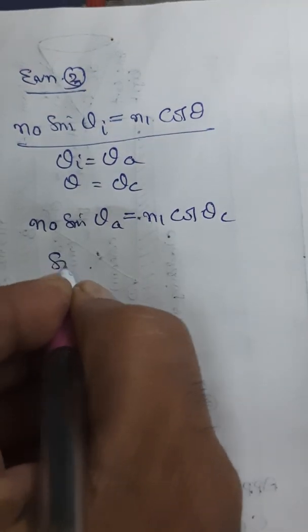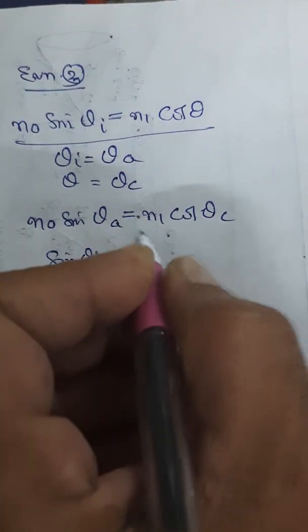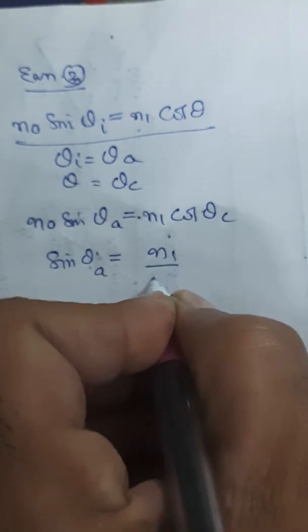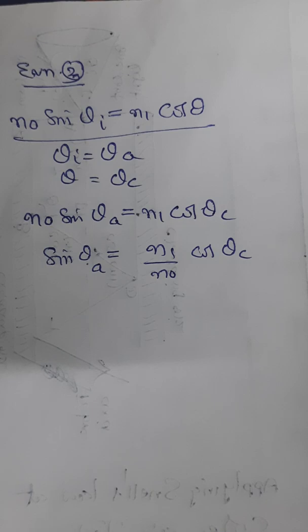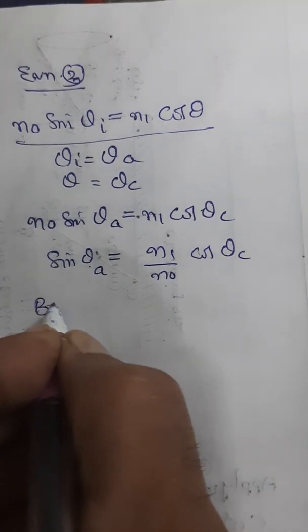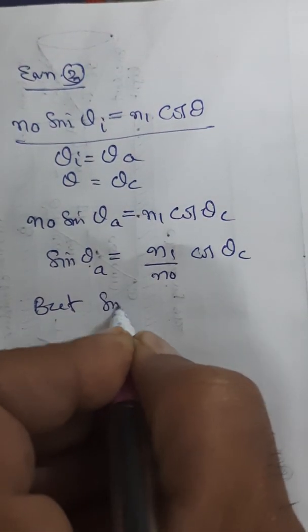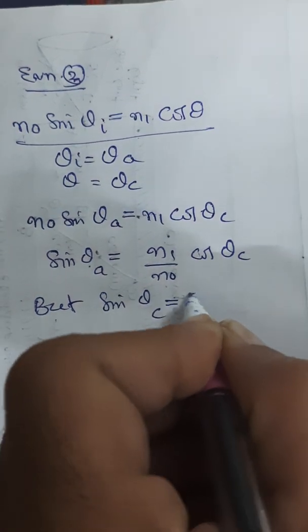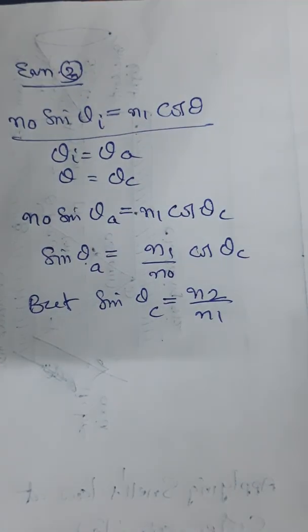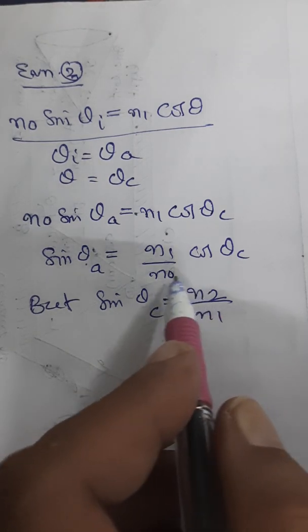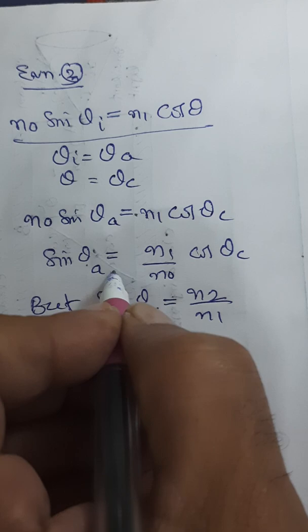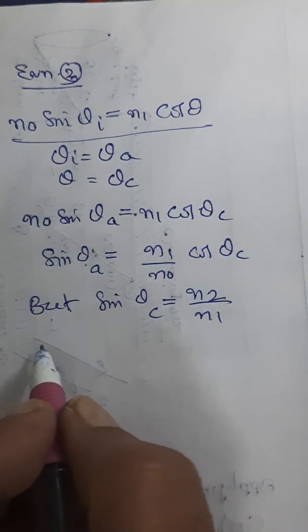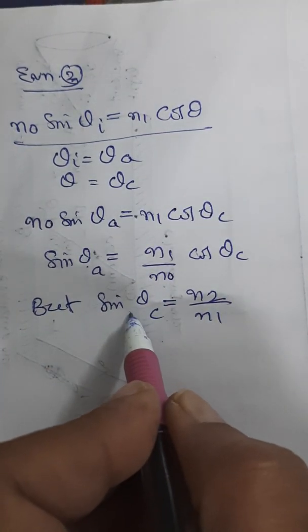What is sine theta A therefore from this? Sine theta A is equal to, send to this side, n1 by n naught into cos theta C. But we know that the critical angle sine theta C is equal to n2 by n1. So therefore, this is sine theta C.